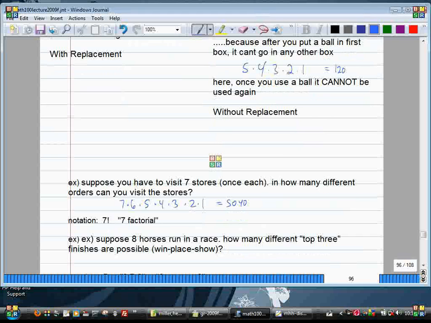So, how many ways are there to do the first event? How many ways are there to do the second event? Yes, there are 7. And how many ways are there to do the third event? 6. And what do we do with those numbers? Multiply. Okay. Does that make sense? Not sure?